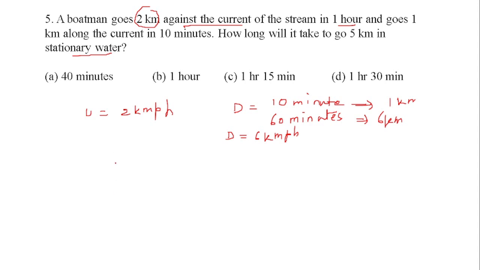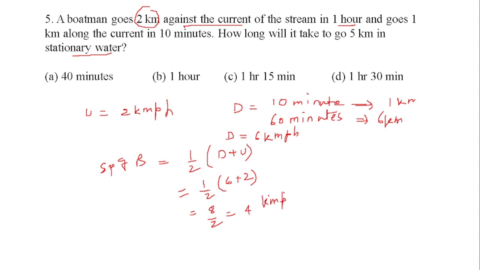So we have to find out the speed of the boat first. How do we calculate the speed of the boat? Speed of the boat is half of the addition of downstream and upstream. Downstream is 6 and upstream is 2. 6 plus 2 is 8, 8 divided by 2 is 4. It means the boat is moving 4 kilometers in 1 hour. But we want to cover 5 kilometers. So what is the required time?